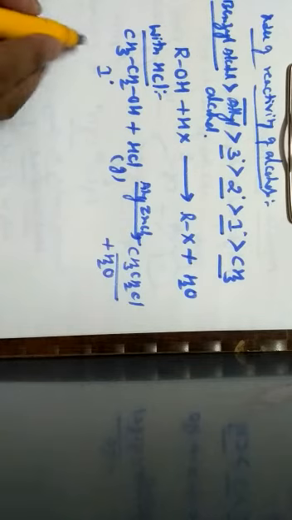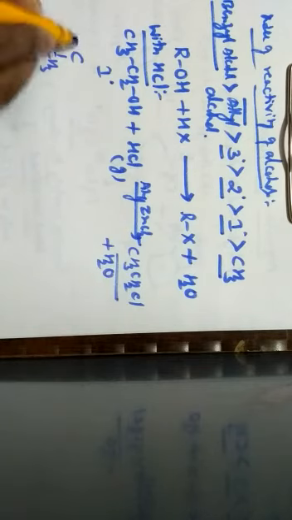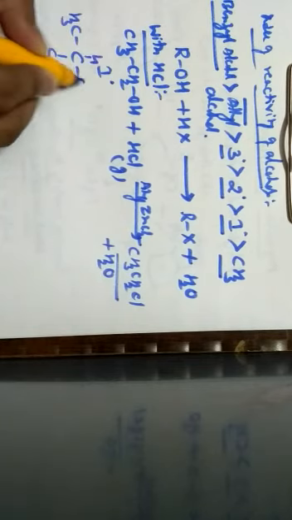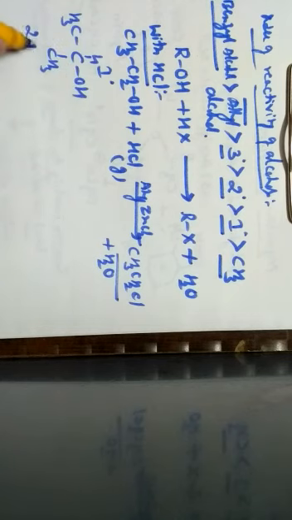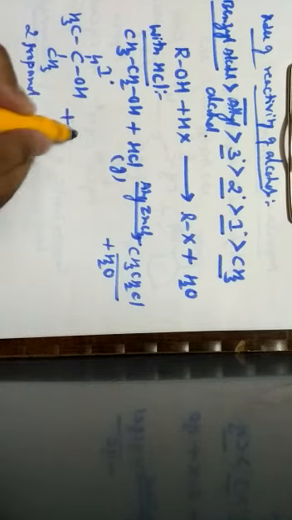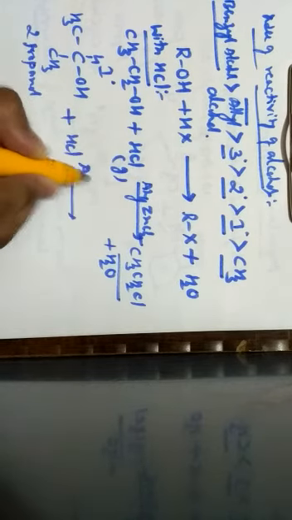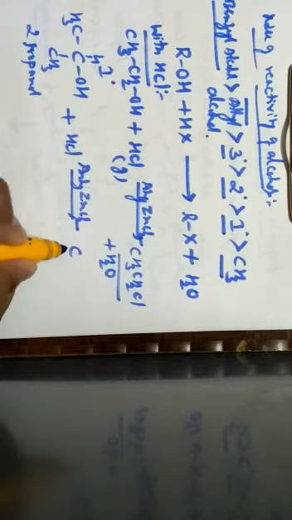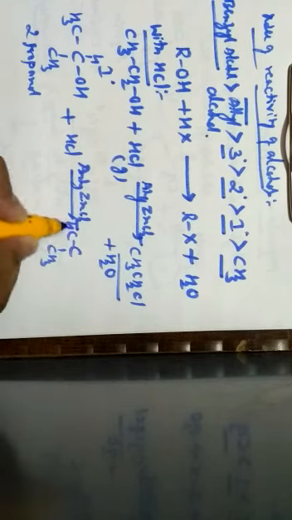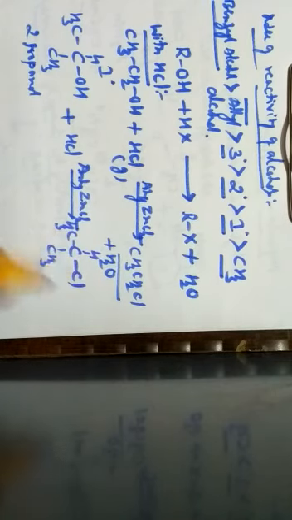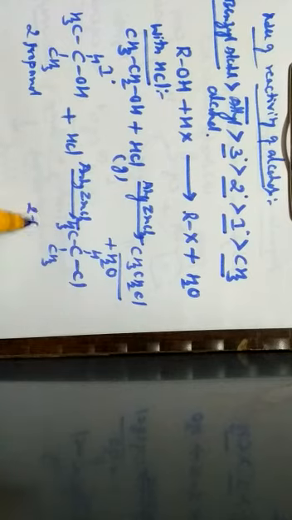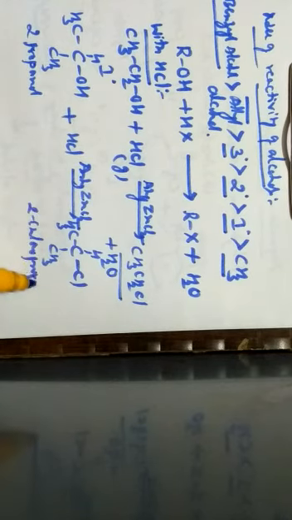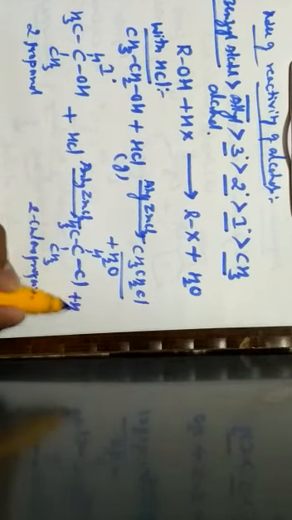Suppose I take a secondary alcohol. Secondary alcohol means two hydrogens are replaced by two alkyl groups. So this is called 2-propanol. When this 2-propanol is made to react with HCl in the presence of anhydrous zinc chloride solution, we will get 2-chloropropane, that is CH3 with one more CH3, with hydrogen along with Cl, which is called 2-chloropropane. So along with this 2-chloropropane, we will get what?